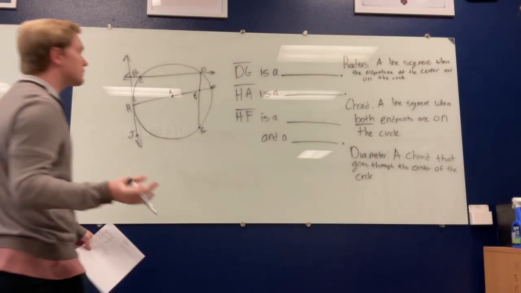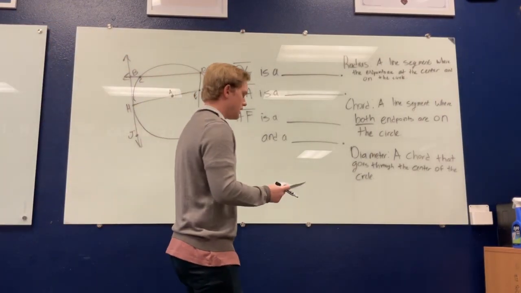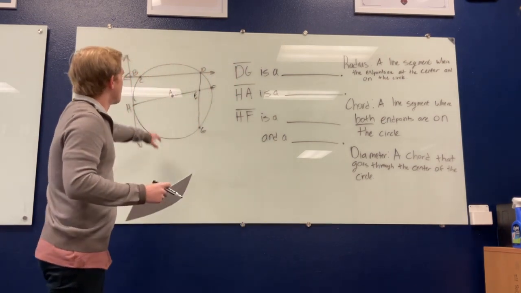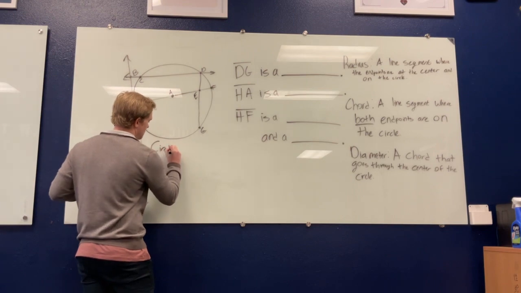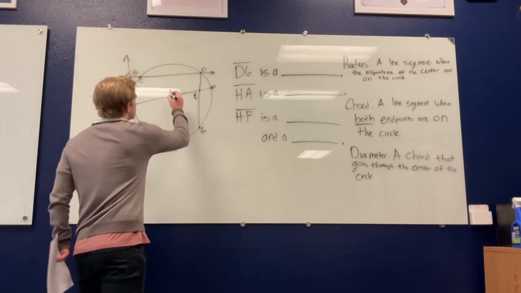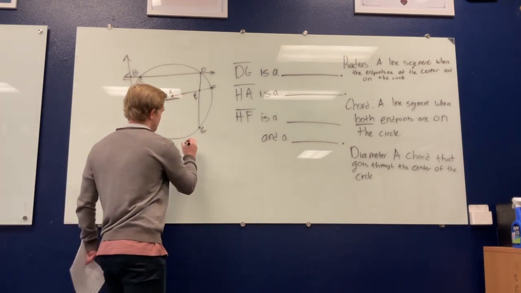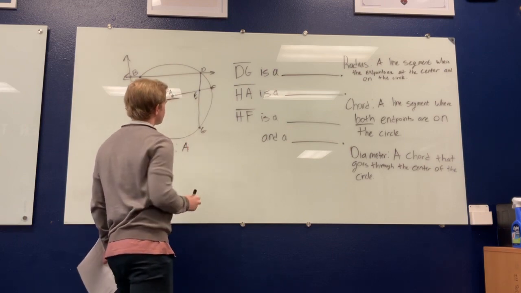So today we're going to be talking about circles. And when we're talking about circles, we name our circle by its center. So the center is going to be A here. So we're going to have circle A.